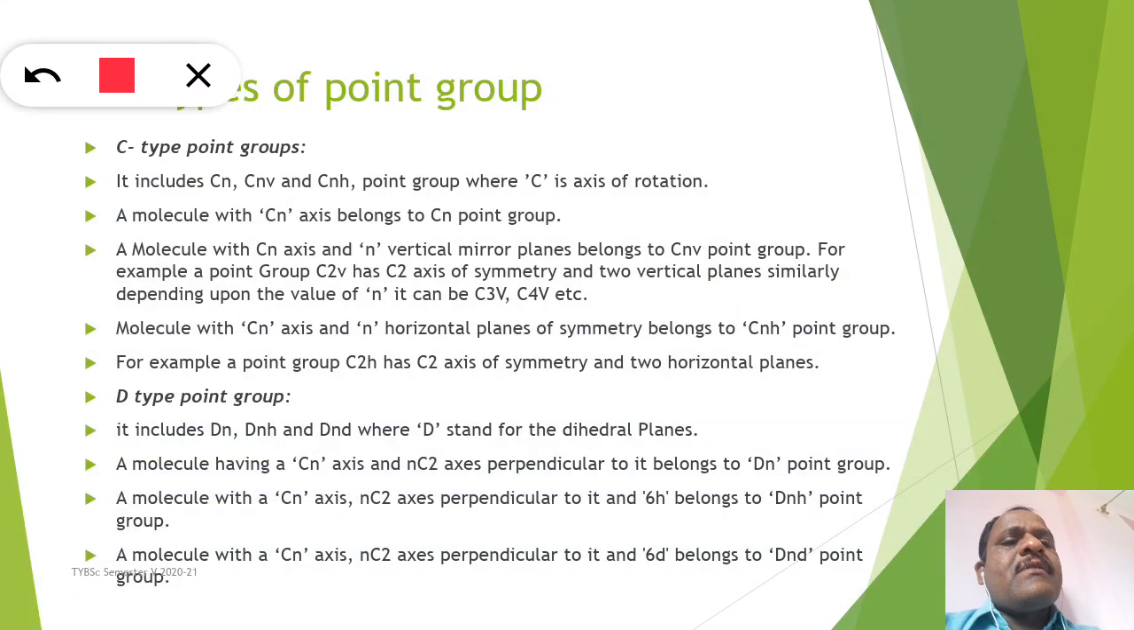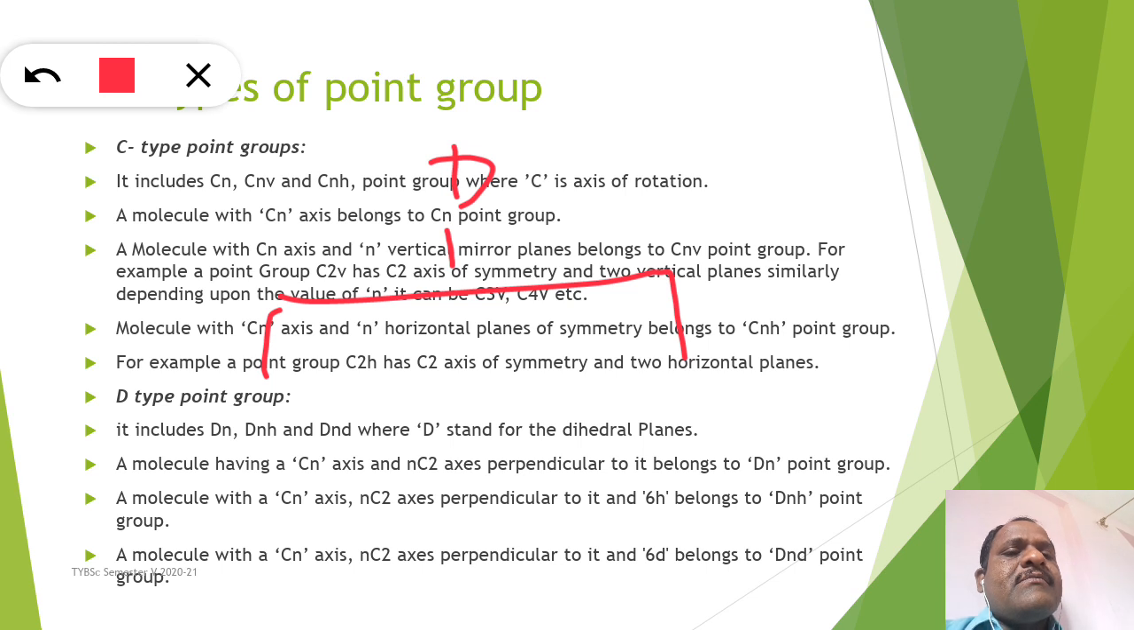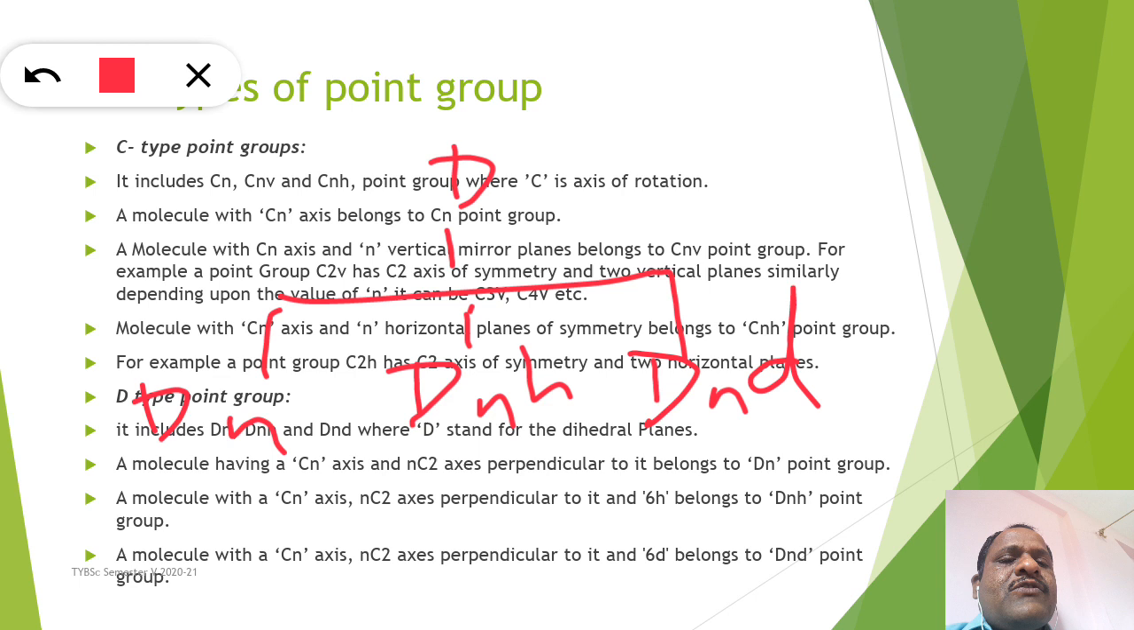For D type we again have three categories. One is called DN, another is DNH, and the third one is DND. So for DN, what is required? We require CN and n number of perpendicular C2.